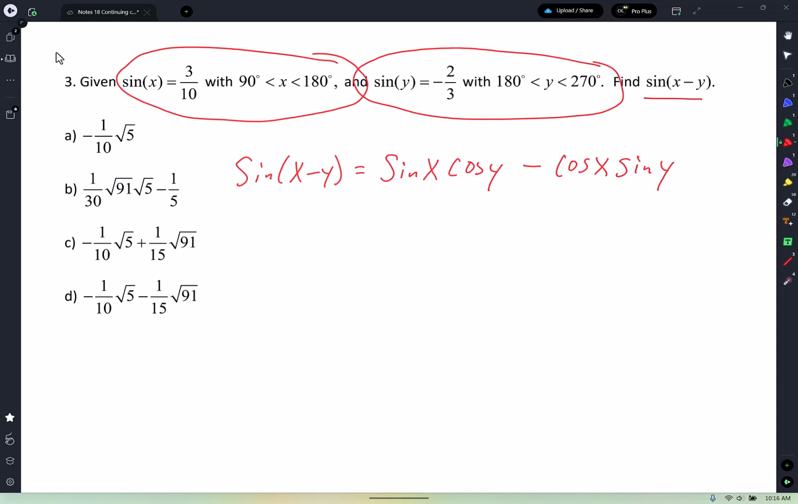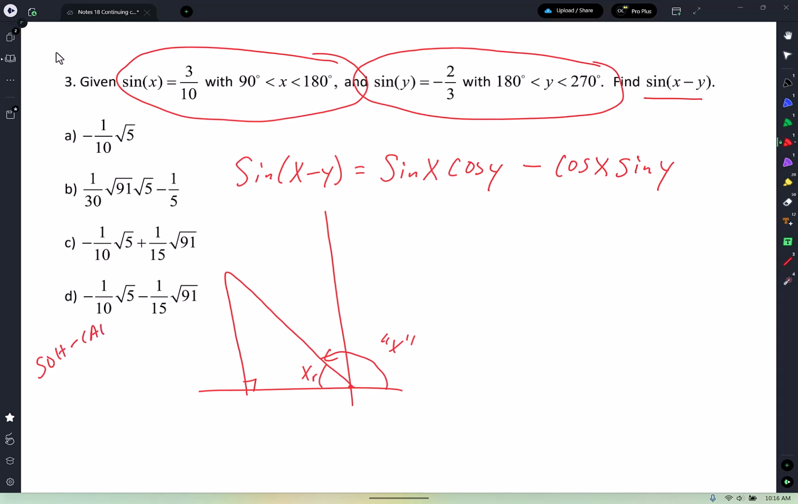Then I'm going to go to this one right here. This is angle x. That's in quadrant 2. So exaggerate quadrant 2. There's quadrant 2. Here's my right triangle. This is the real angle x, but we're going to use a reference to help us out. And sine is what over what? I was going to say adjacent, but I was wrong. Sine is opposite over hypotenuse. So opposite 3, hypotenuse 10.